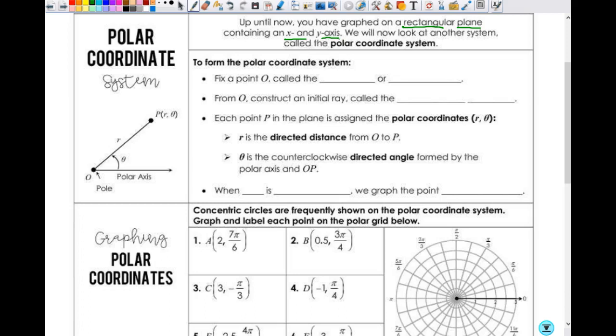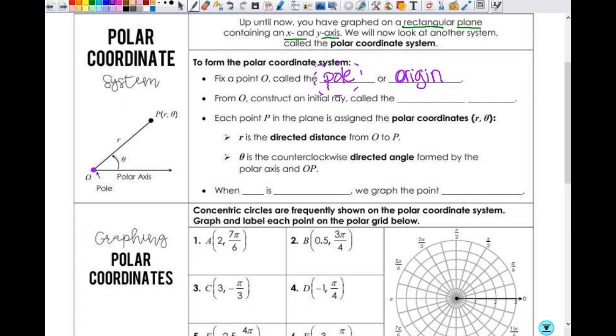So here's how you form a polar coordinate system. X and y axis, a rectangular one, you just do 2 intersecting lines, you got your 2 axes, right? That's different here. So instead, we fix a point O. So here's our point O. And this point right here is called the pole or origin. So it's still the origin, but really you call it the pole most of the time.